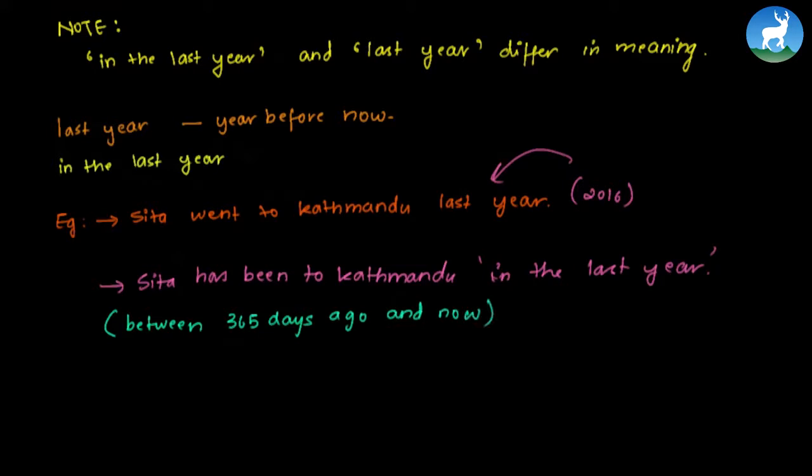So this could be a tricky one, the use of "last year" and "in the last year." Please remember to use it properly. Last year means immediately the last year, meaning 2015 if it is 2016, or 2010 if it is 2011. But "in the last year" means a point of time between a year ago and now.